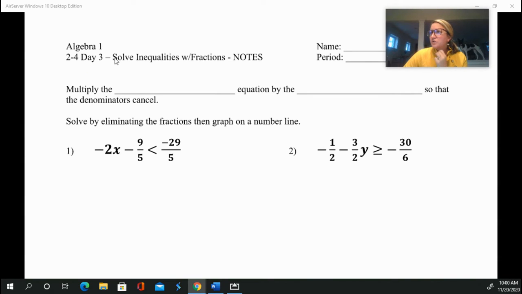These are the notes for 2-4, day 3, solving multi-step inequalities with fractions. Our goal is to eliminate these fractions, and to do so, we want to multiply the entire equation, that means every term, by the least common multiple so that the denominators cancel.